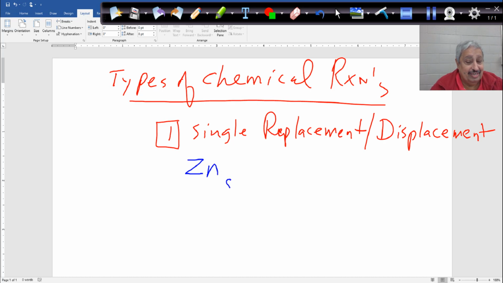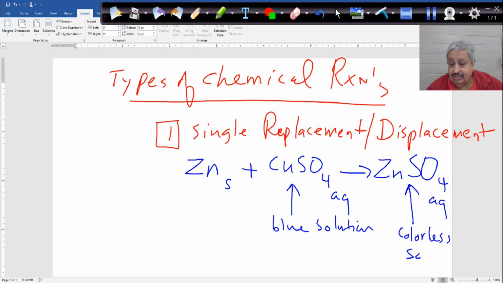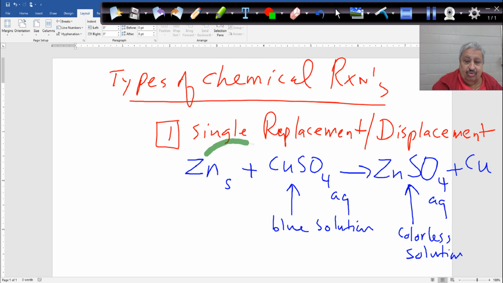We have zinc, which is solid. We did it with copper sulfate, a blue solution. This is aqueous, soluble. It will give us zinc sulfate, aqueous, a colorless solution. And we got copper kicked out, orphan. This is copper. So what happened is zinc will take over the copper's anion. In copper sulfate, the copper is the cation and the sulfate is the anion. Zinc will take over, kicking out copper by itself, orphan here.